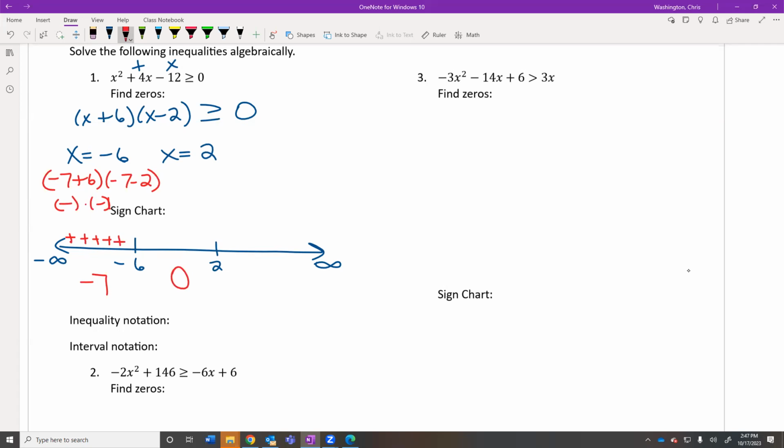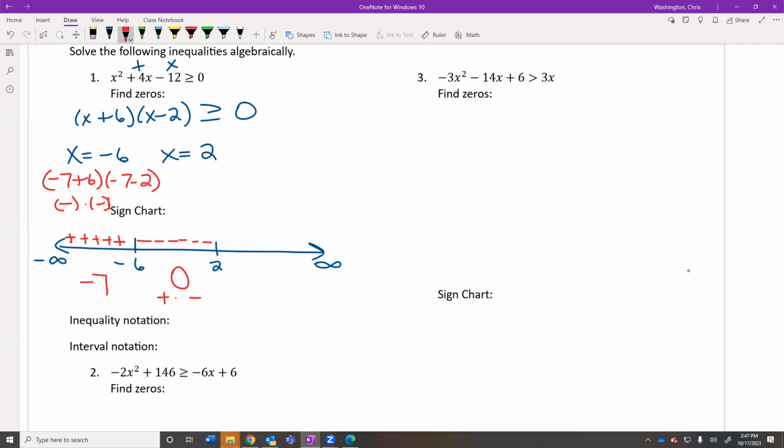I'm going to pick 0. The 0 is easy to work with, especially if we're trying to do this maybe without a calculator. You can use a calculator if you need to, by the way. What is 0 plus 6? Is that a positive number or a negative number? So we end up with a positive number times, what is 0 minus 2? A negative number. So we end up with a positive number times a negative number, which is a negative. So if we pick any number between -6 and 2 and plug it back in, you will get a negative number. As long as it's between -6 and 2.